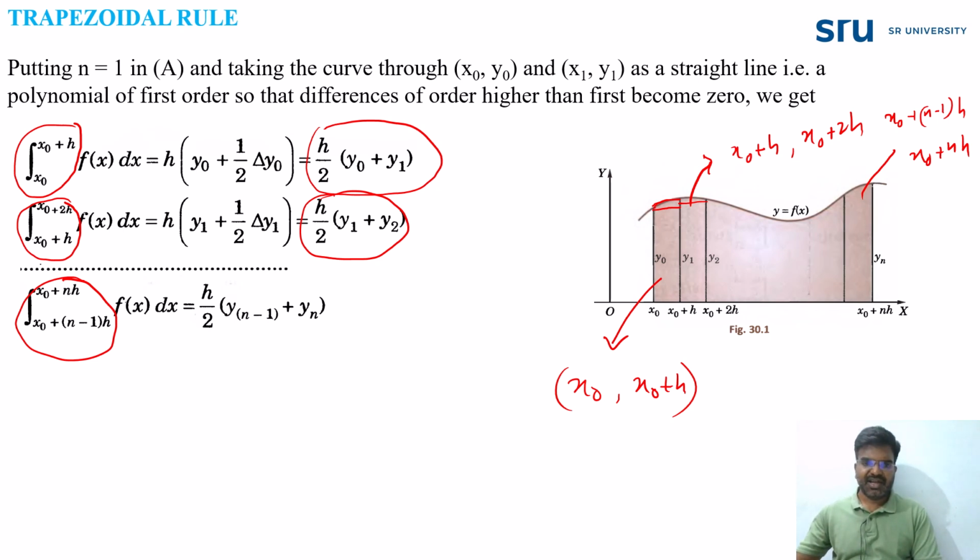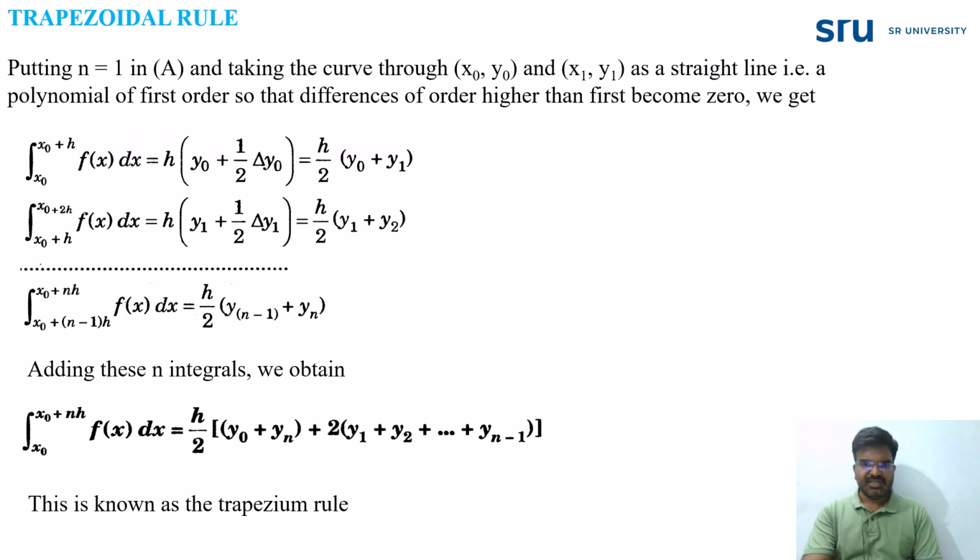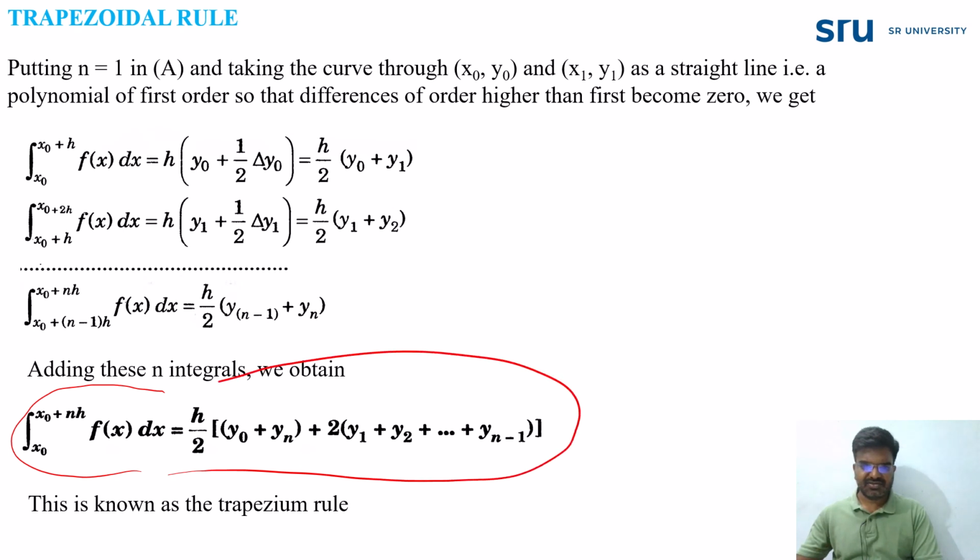After getting all integral values, we add all integration values. By adding these n integrals, you will find this expression. So what is this? This is the integral of a to b f of x dx value. Here a means x naught, b means x naught plus nh. So this formula is called the trapezium rule or trapezoidal rule, because in every interval we can see one trapezium. That's why this is called the trapezoidal rule.